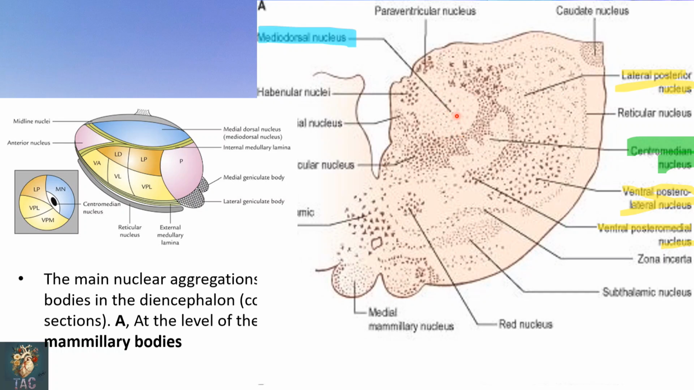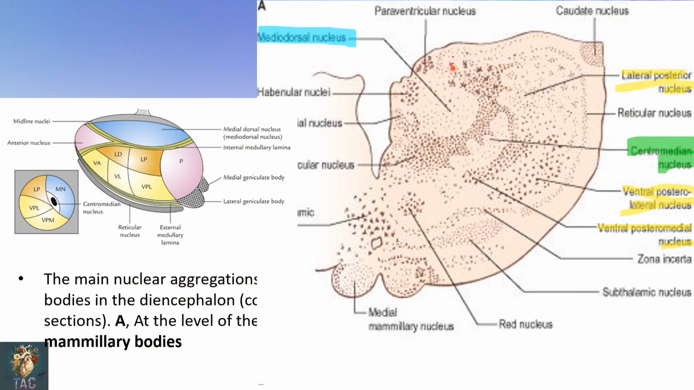Then another nuclear group which is the lateral posterior nuclear group, where you can see over here the lateral posterior nuclear group which is present. Then the ventroposterolateral and ventroposteromedial group which are present over here. Then the different ocular nuclear group which are present, the red nucleus, the subthalamic nuclear group which are present.